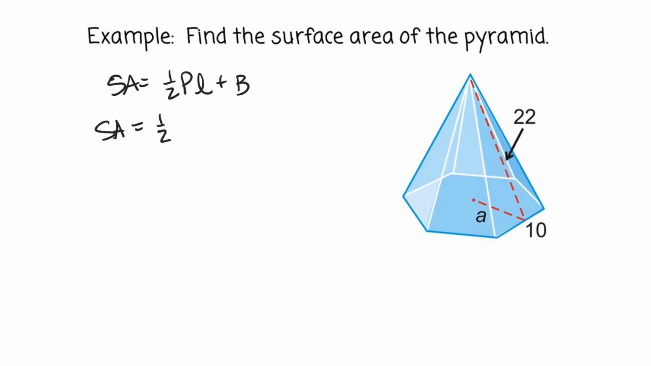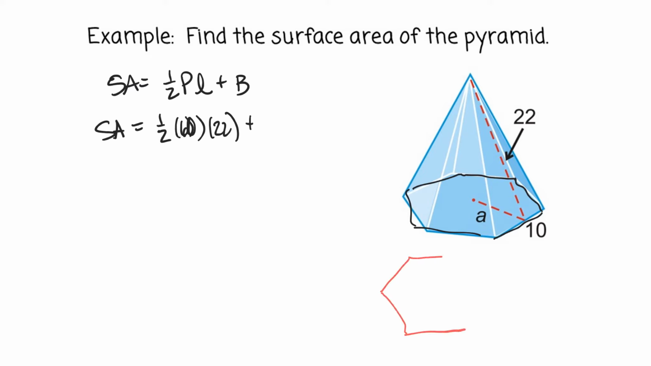So 1/2 perimeter of the base. Okay, so I just need to add up I have 6 sides of 10 each, so that's 60. 60 times my slant height, which is given to us, which is 22. Now the area of my base, we got to think about this. This is that regular hexagon. See if I can draw a nice one here. And if you remember, the regular hexagon is divided into equilateral triangles. So we know the base of the equilateral triangle, all sides, is going to be 10.